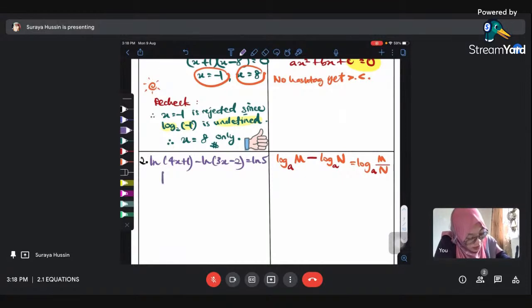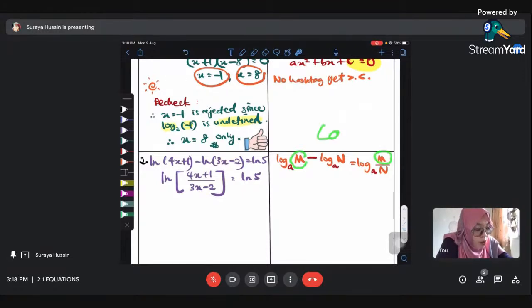So saya teruskan je ya. So ln 4x plus 1 divided by 3x minus 2 and then equals to ln 5. You have to make sure yang siapa yang datang dulu dia akan berada di atas. Jangan sesuka hati nak letak di kat bawah pula. Okay, you have to follow the rule. You are trying to follow the law. Hukum-hukum logarithm kena ikut. Kalau m yang datang dulu, m yang akan berada di atas. And then buatlah bahagi yang n pula di bawah. Okay, jangan suka hati nak ubah mengikut cita rasa kamu sendiri.